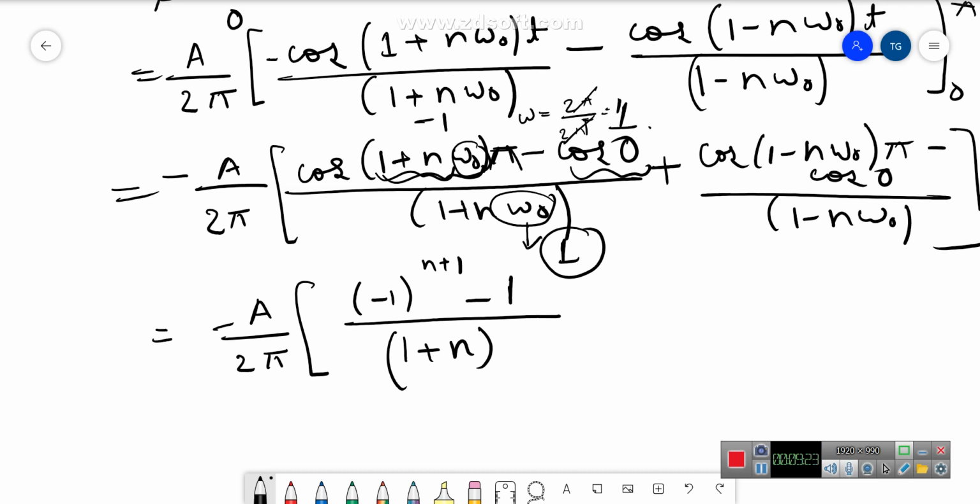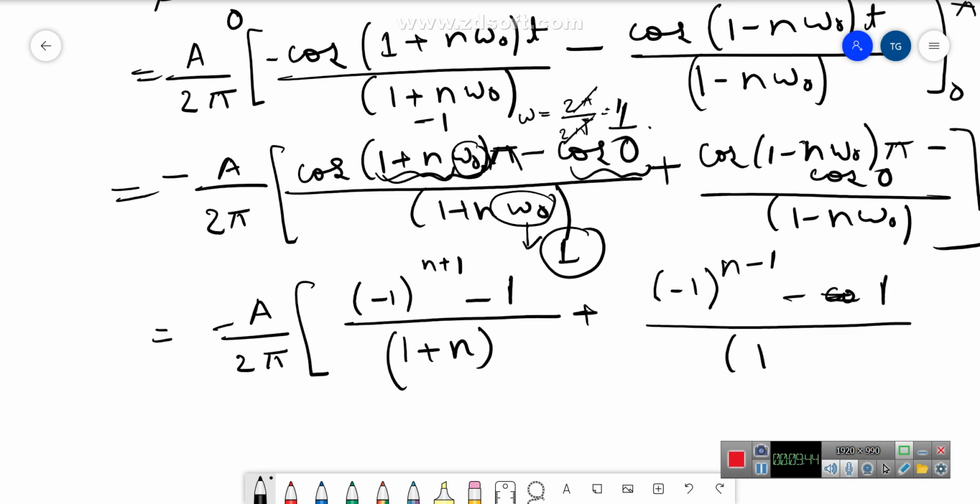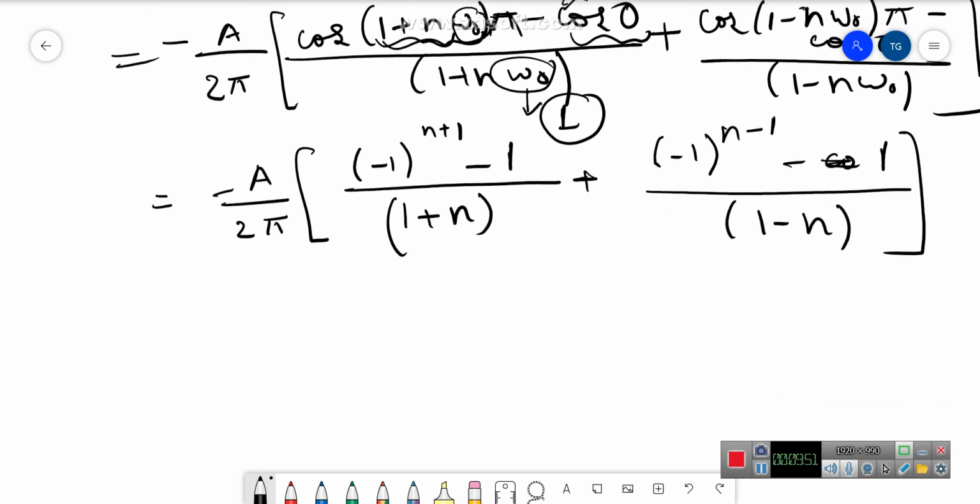So this became like this, plus this we know what it is. This is minus 1 to the power n minus 1, because here it is 1 minus n. So we can write it down as n minus 1, minus cos 0 is 1. So minus 1 upon 1 minus n. So this looks like this. So now we have two results for odd n.